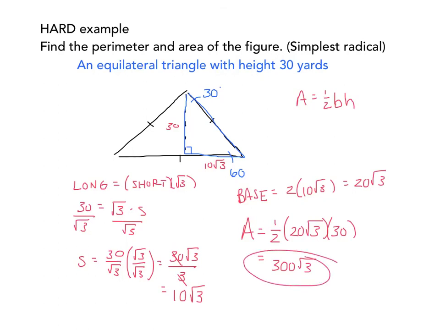And now all we need to find is perimeter. But for the perimeter of a triangle, especially an equilateral triangle, aren't each of the side lengths the same thing? Because it's equilateral, each side length is 20 square root of 3, 20 square root of 3, and 20 square root of 3. So we can simply say the perimeter is 3 times 20 square root of 3, or in other words, 60 square root of 3.